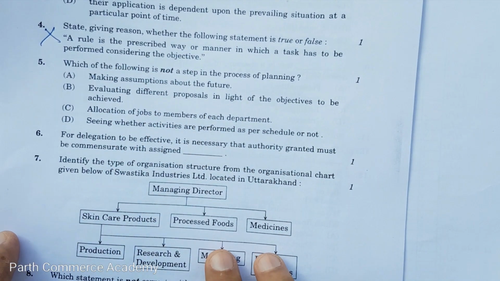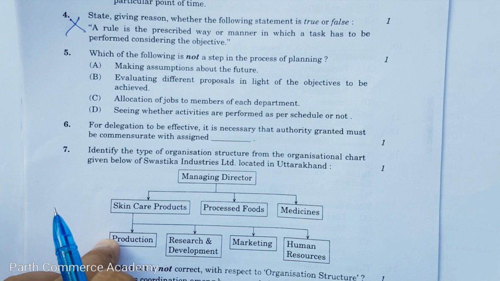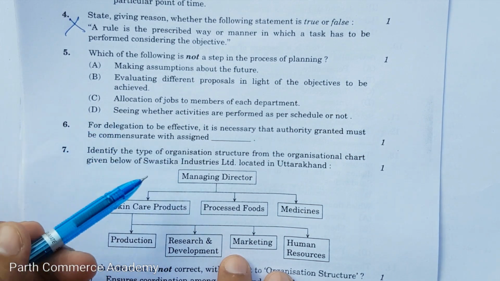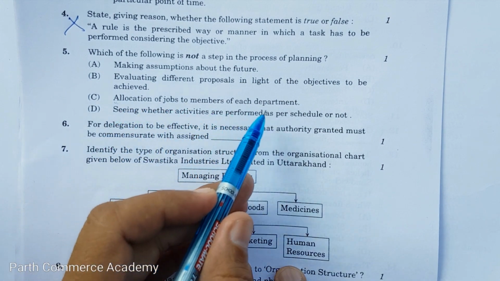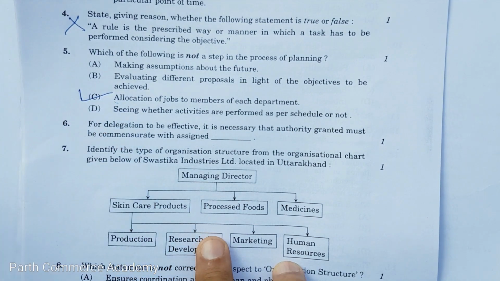Next is: which of the following is not a step in the process of planning? First is making assumptions about the future. Yes, it is part of it. Next is evaluating different proposals in light of the objective to be achieved. Next is allocation of jobs to members of each department. Next is seeing whether activities are performed as per schedule or not. Among the steps in the planning process, allocation of jobs to members of each department is not a step of planning. So our correct answer is option C.